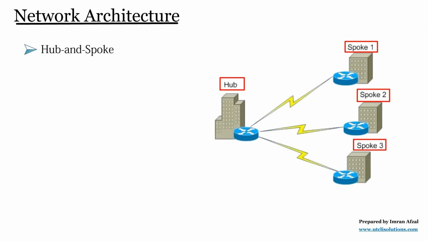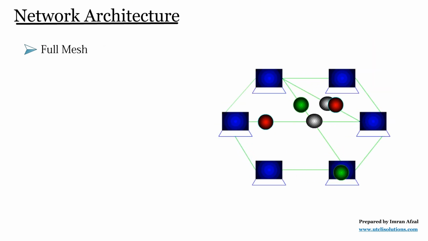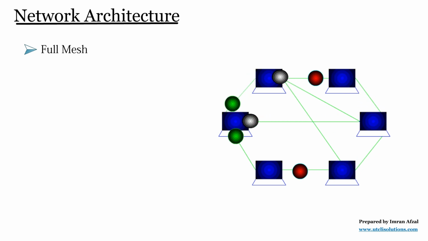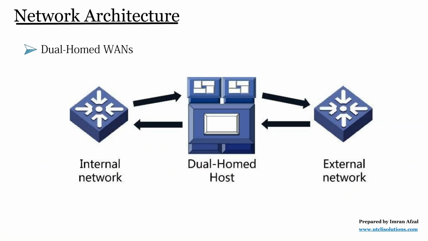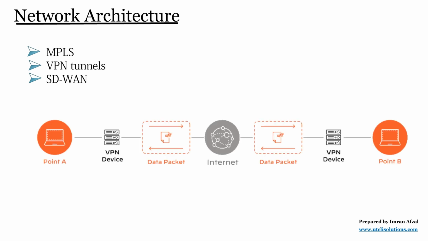Hub and spoke. A central hub connects to various branch offices. It's easy to manage but depends heavily on the hub. Full mesh. Every site connects to every other site directly, which ensures high availability, but it increases cost. Dual homed WANs. In this mode, each branch has redundant links that are ideal for critical services. Technologies like MPLS, VPN tunnels, and SD-WAN all help build these architectures. The key goal is always the same: to stay connected no matter where you are.